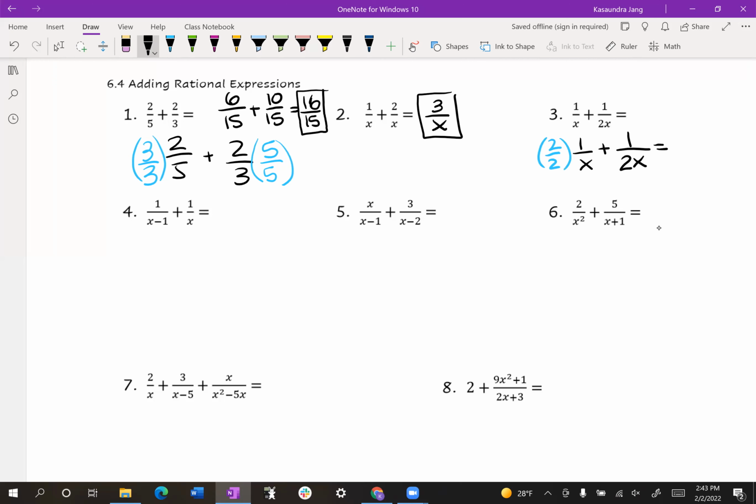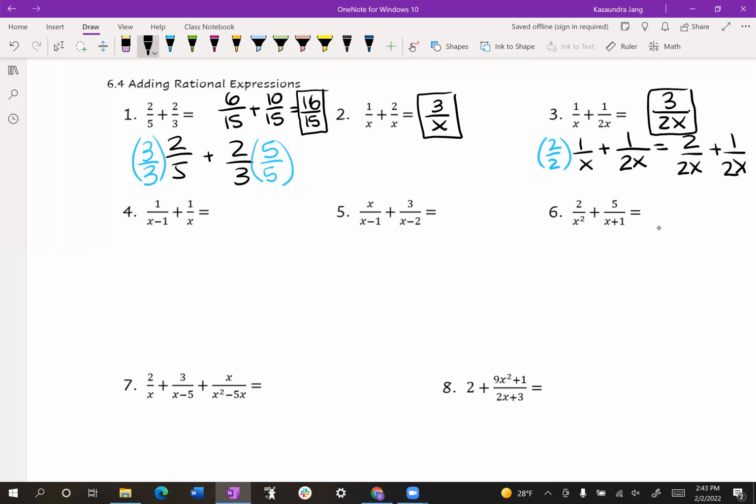So this is going to give me, multiplying straight across, 2 times 1 is 2, and 2 times x, so 2x. So that's the first fraction, plus 1/2x. All right. So now, again, my answer will have that common denominator of 2x. I will just add the numerators. So my 2 plus 1 is 3.